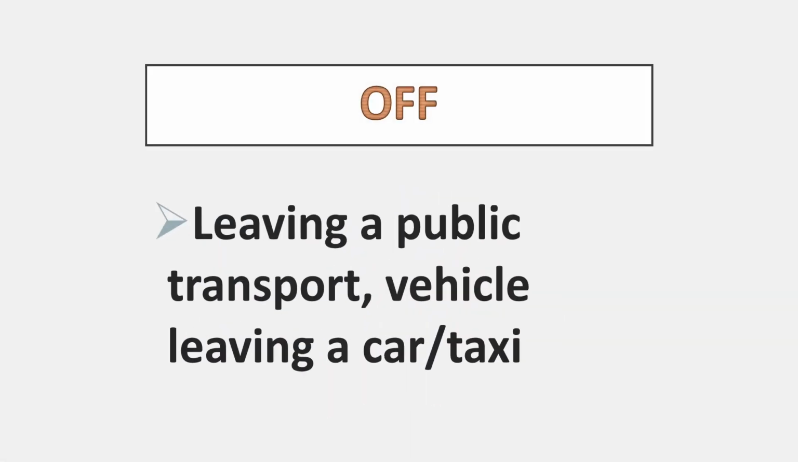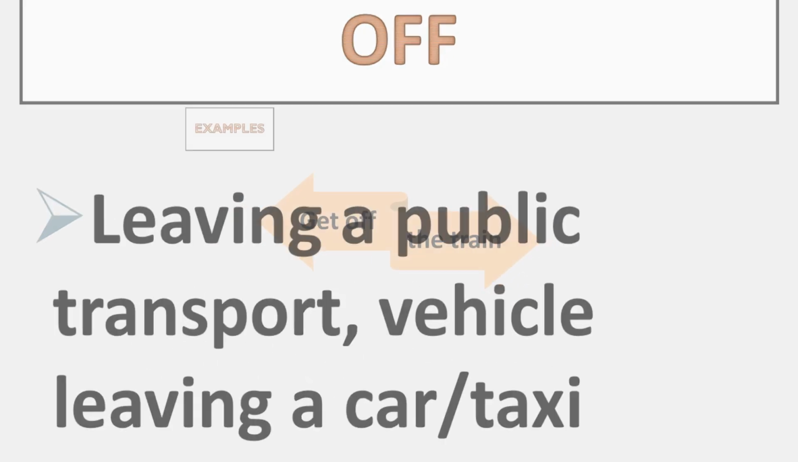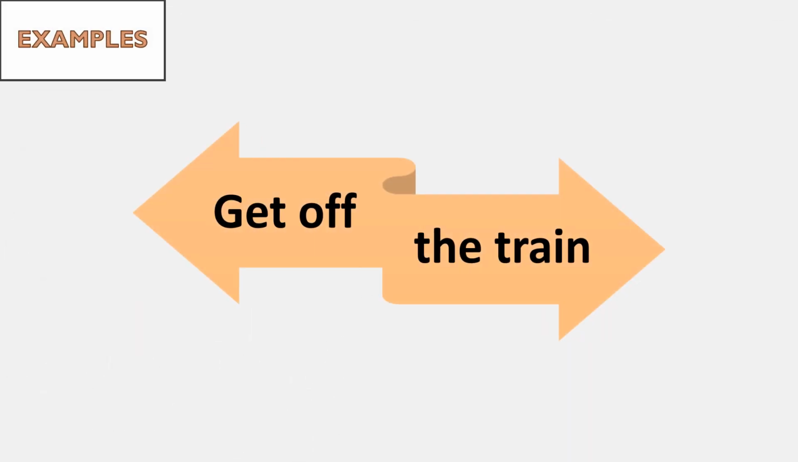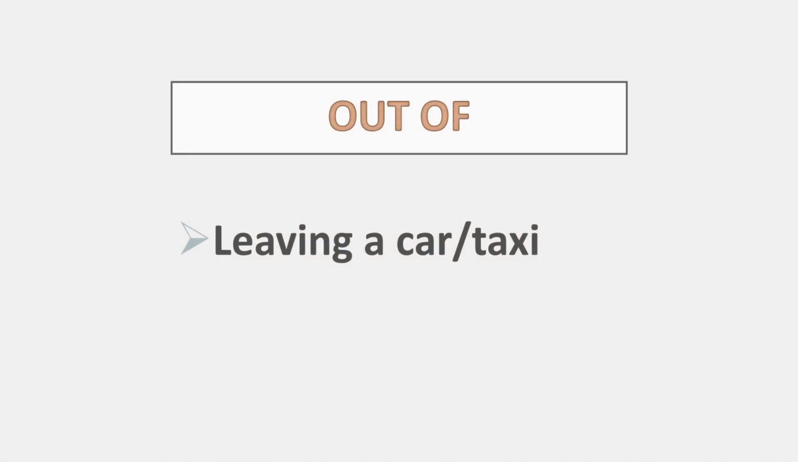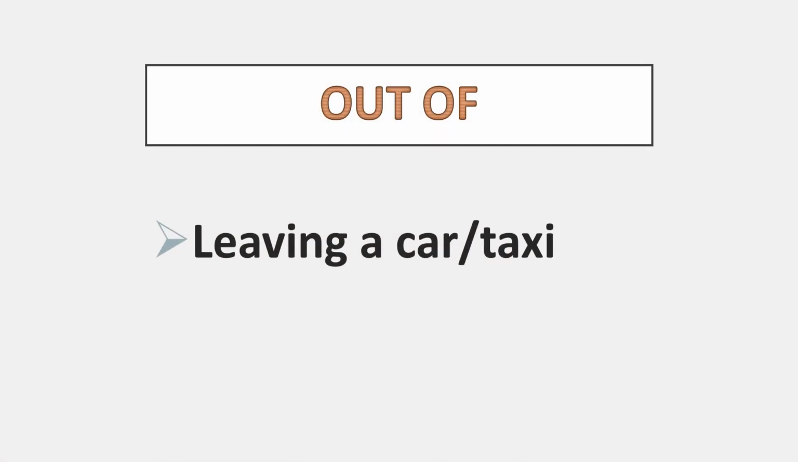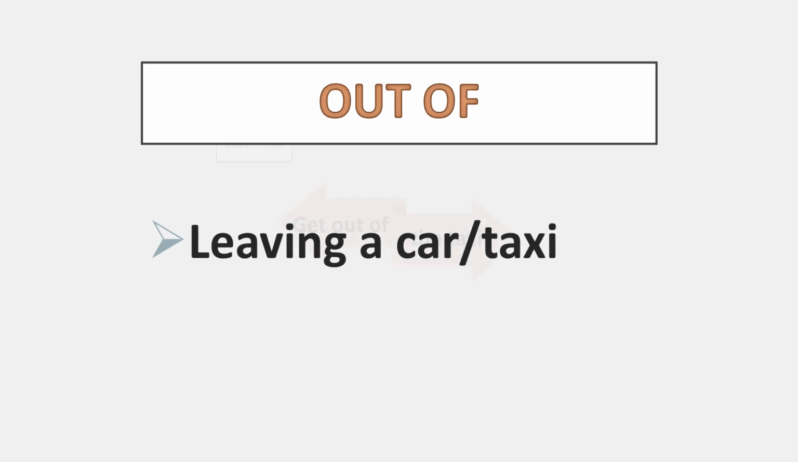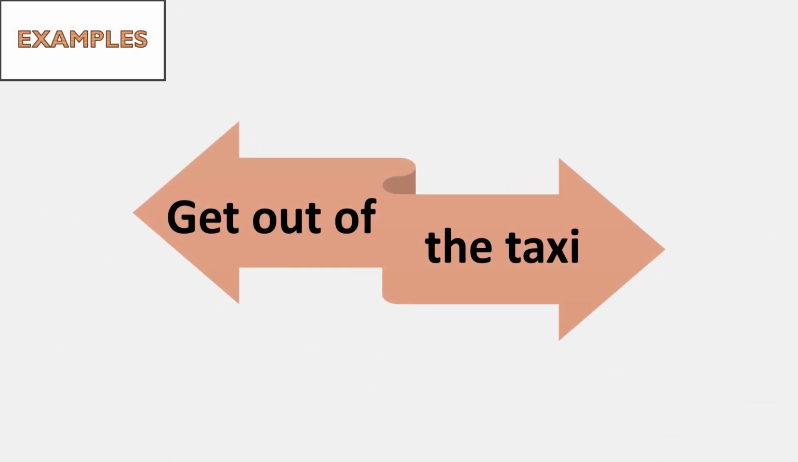"Off" is used with leaving a public transport vehicle. For example, get off the train. "Out of" is used with leaving a car or taxi. For example, get out of the taxi.